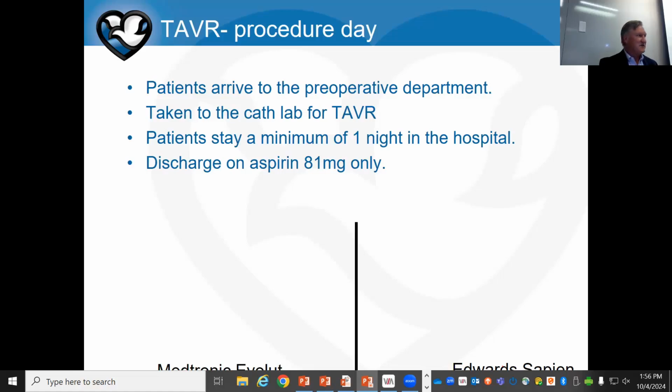And minimal medications, little antiplatelet therapy, since you have a new device in your bloodstream.